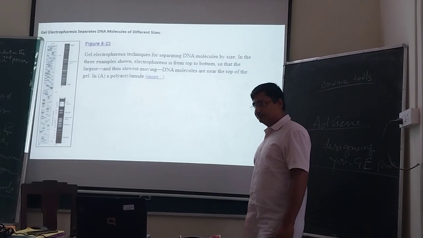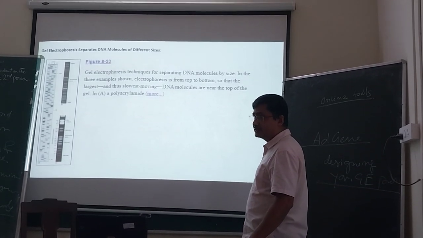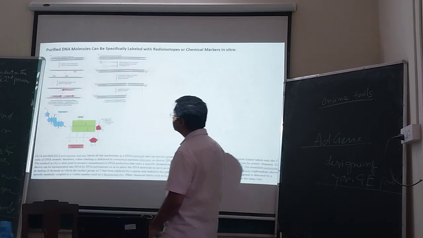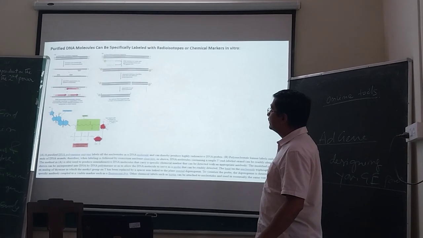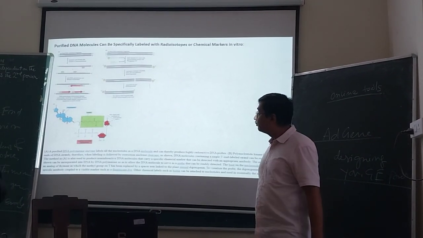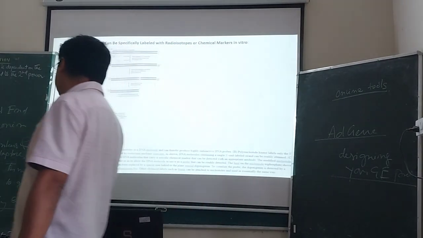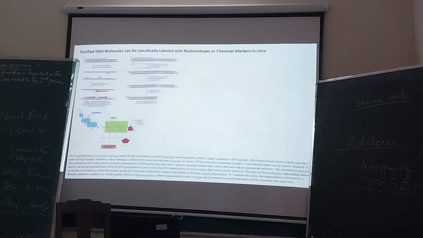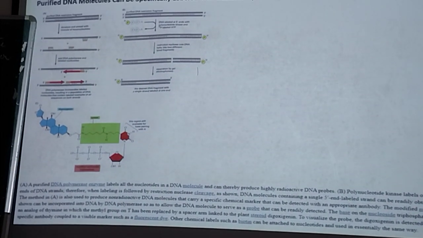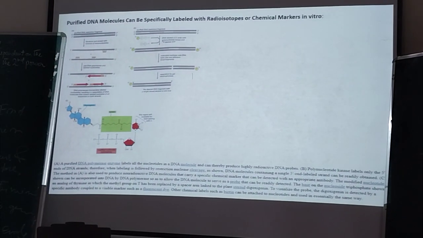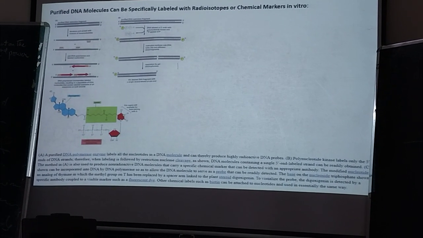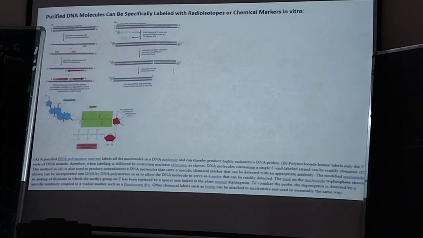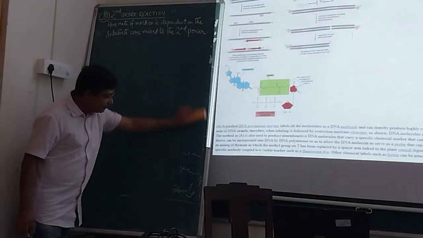Gel electrophoresis, I told you, is one very important technique used in genetic engineering for qualitative and quantitative estimation. Purified DNA molecules can be specifically labeled with radioactive enzymes. See, a purified DNA polymerase enzyme labels all the nucleotides in a DNA molecule and can thereby produce highly radioactive DNA probes. The simple concept here is labeling DNA.